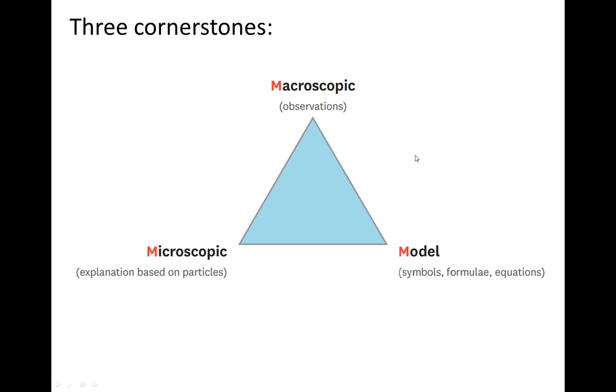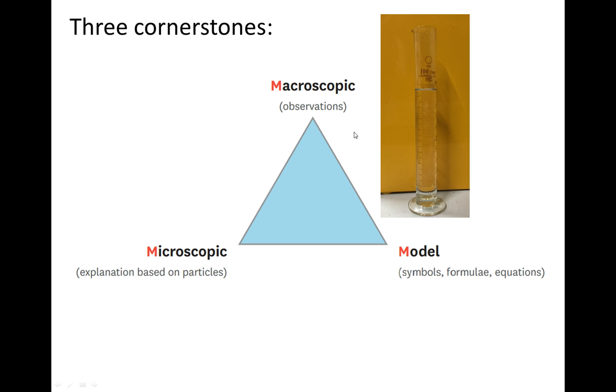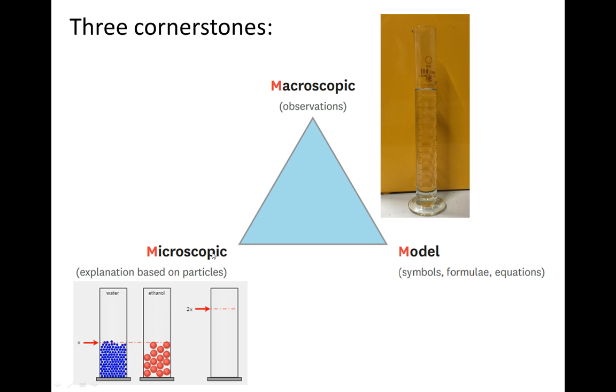The 3 cornerstones of chemistry. Think of this as you work through this module and for the rest of the course. The macroscopic. This is what you see, what you feel, what you hear. So here's, for instance, if I mix 50 mils of ethanol and water, I don't quite get 100 mils. Why not? So this is where we do our submicroscopic, our explanation. It's our theory of chemistry compared to the facts of chemistry.